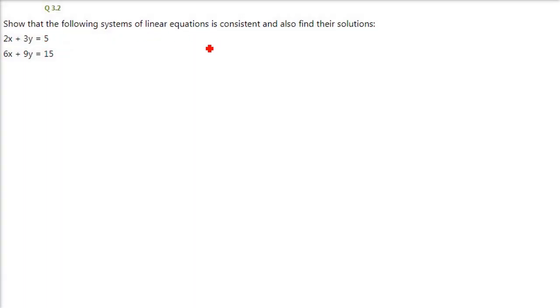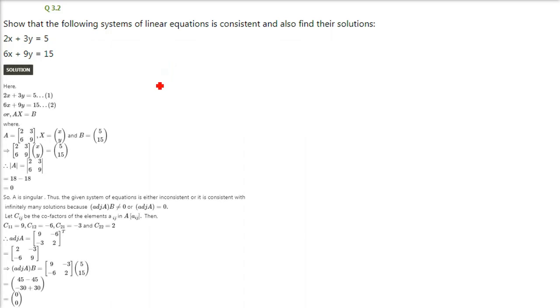Show that the following system of linear equations is consistent and find their solution. So we'll find the determinant of A, and then the adjoint of A into B. If they both are 0, that means this system of equations is consistent with infinitely many solutions. So A is 2, 3, 6, 9. So 18 minus 18 is 0. The determinant of A is 0. That means this is a singular matrix.